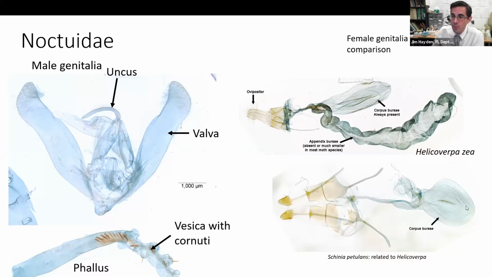This thing is called the corpus bursae. This is where the spermatozoa are stored until fertilization. And there's also an appendix bursae, which is really enormous in Helicoverpa, but this Chloridea species down here is related, and it shows more normally proportioned sizes. The ovipositor is where the eggs come out, over here.